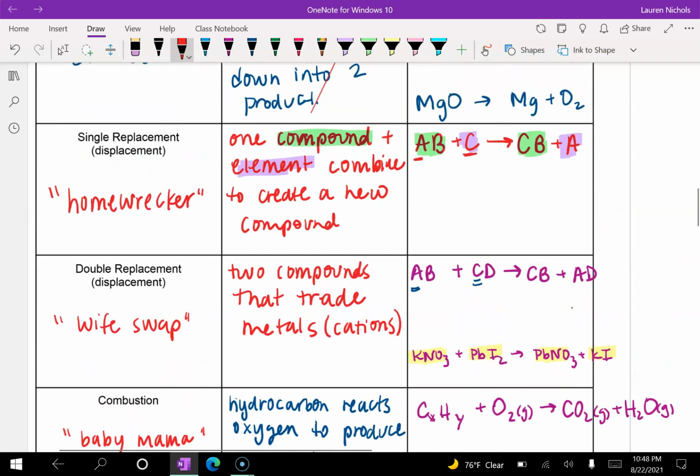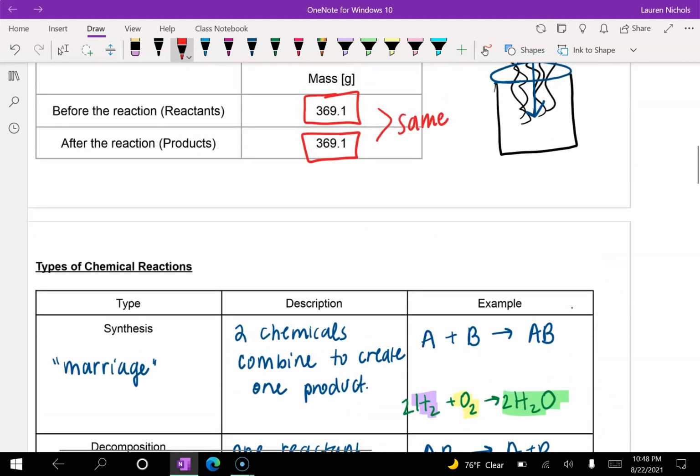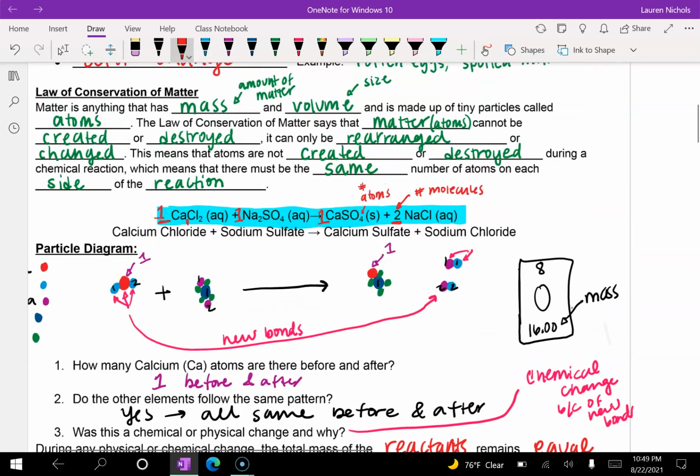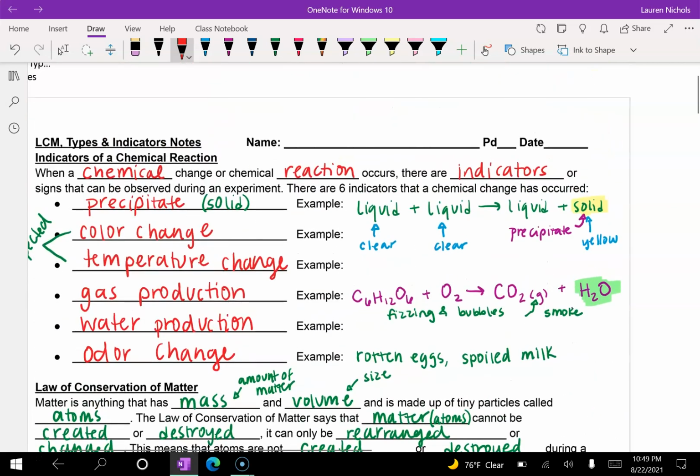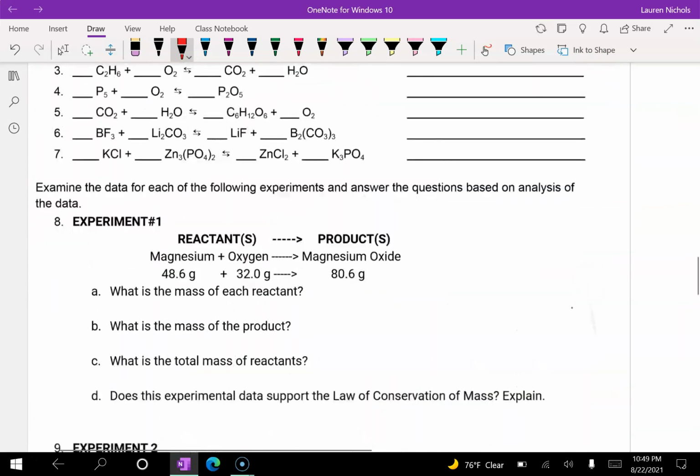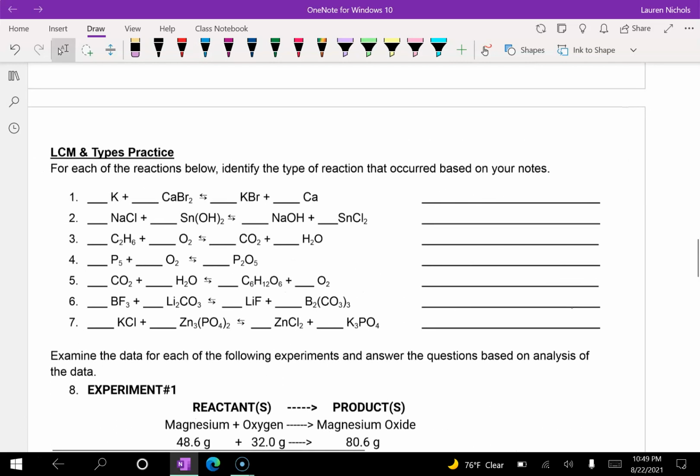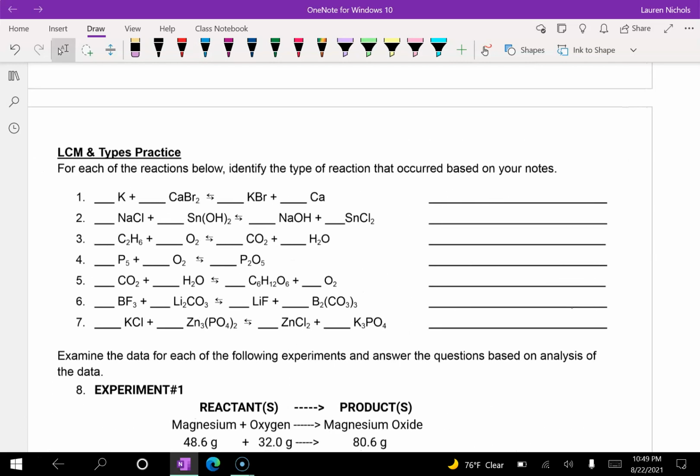And so now if you need to restart the video, if you missed a part, or you need to pause, please go ahead and do so. But now that you've got your notes, what I want you to do is apply your notes to these practice problems. So here on this line, you're going to put what type of chemical reaction it is. Okay, if you want to maybe get a head start or do a little bonus, see if you can figure out what coefficient you would need to put in each spot to make it balanced.